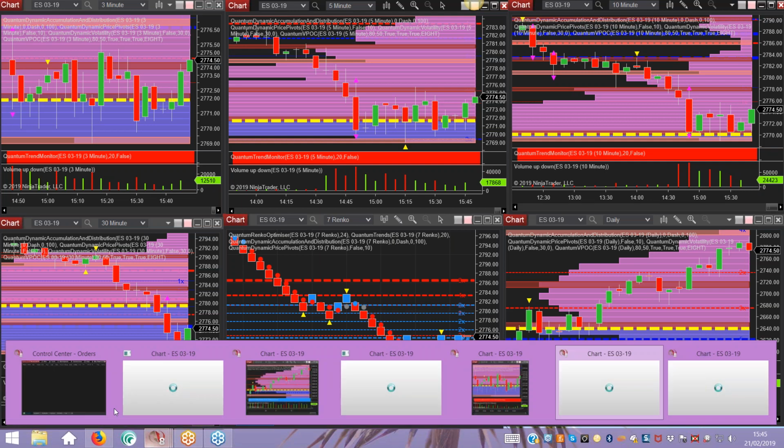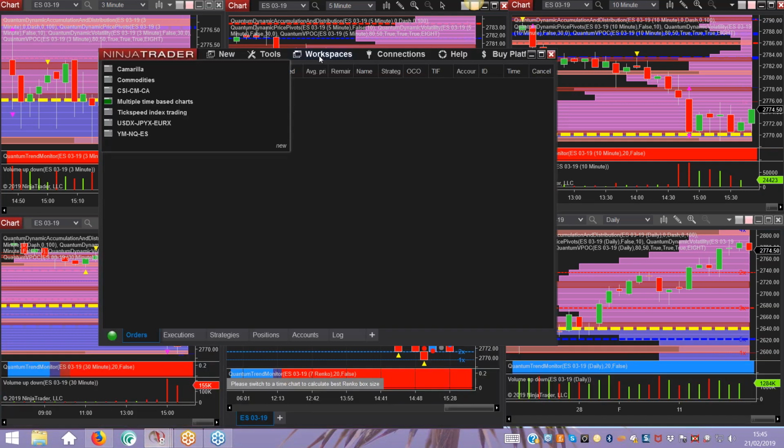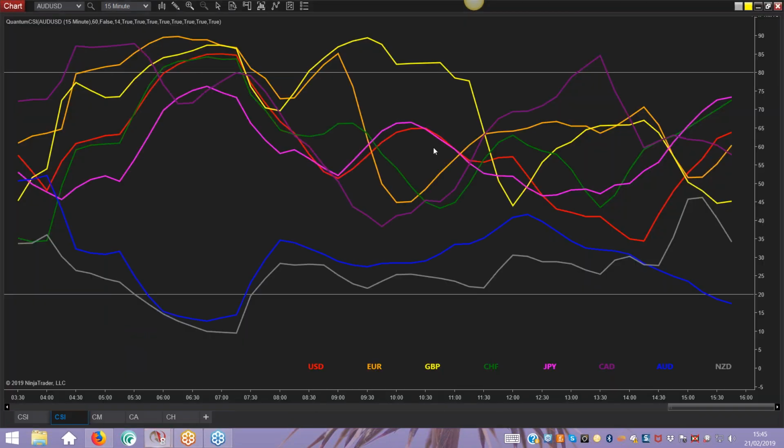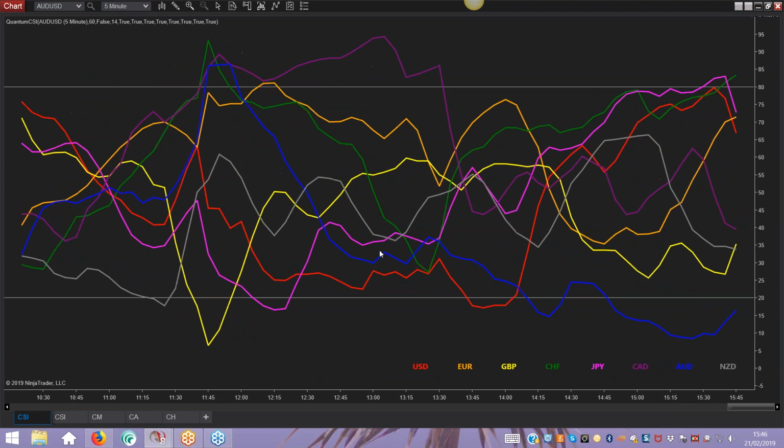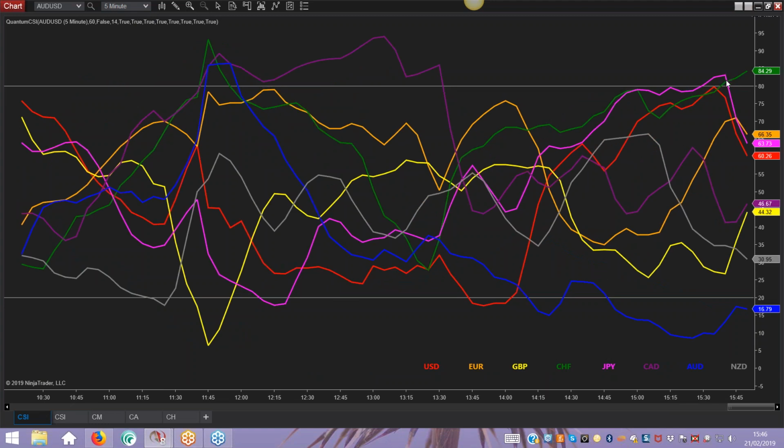Probably reflected on the yen. Let's go and have a quick look at the yen while that's working its way through. There we go. It's flattening off. It was here when we came back last time. Now it's starting to kick a little bit lower on 15, and probably if we look at 5, it's already on the way down. Yeah, there we go. It's starting to decline quite strongly.